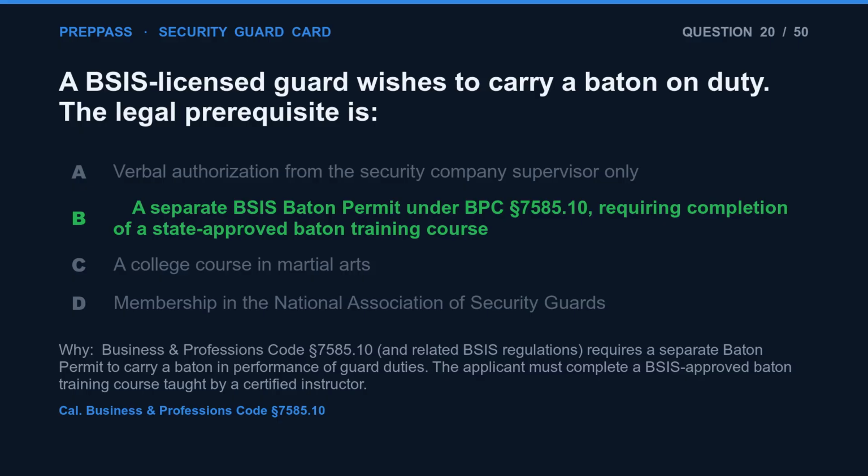The correct answer is B. Business and Professions Code Section 7585.10 and related BSIS regulations require a separate baton permit to carry a baton in performance of guard duties. The applicant must complete a BSIS-approved baton training course taught by a certified instructor.